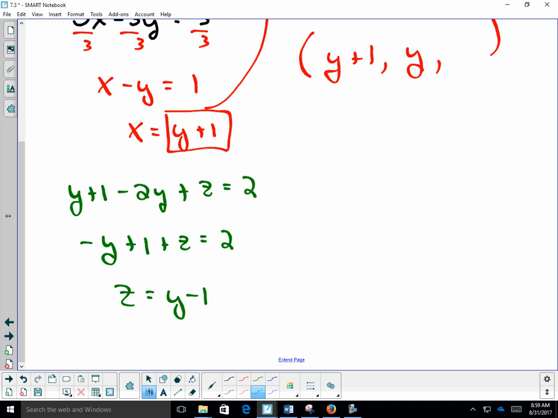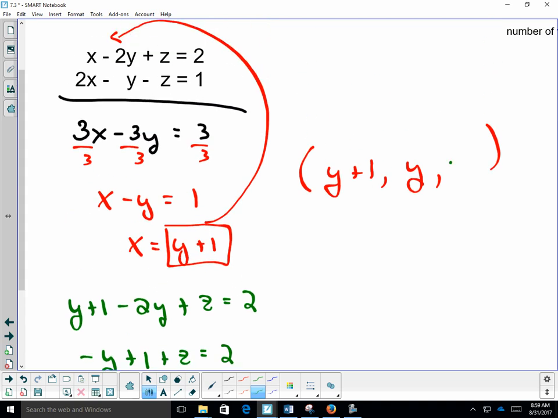Now, y plus 1. Oops, my bad. So what that means is if I said that y was 3, then x would have to be 4 and z would have to be 4. This is just telling you how one variable relates to the other. So if I put in 4, 3, 4, it should solve the system.